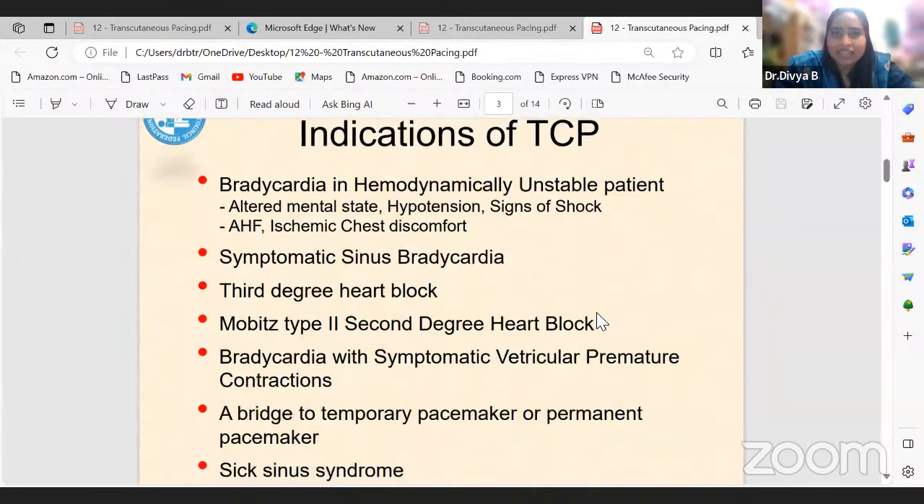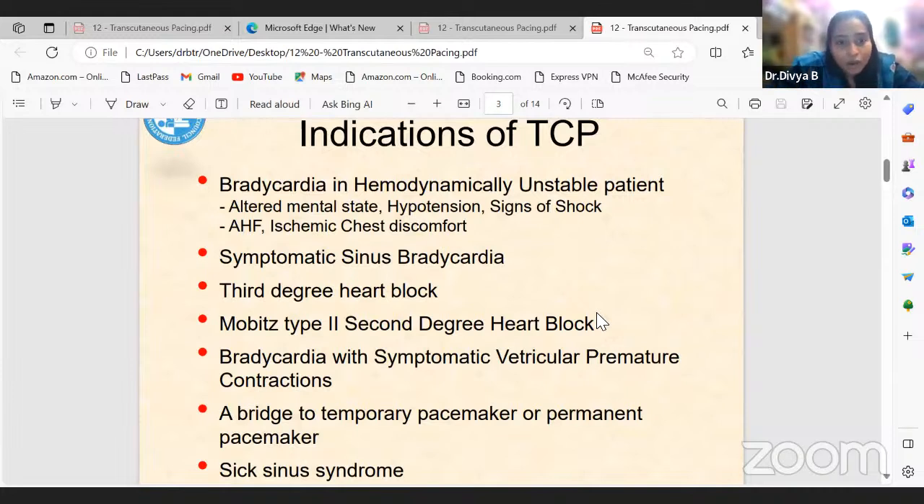And then the indications. I think we're all very good at the theory part. I assume that all of you have reviewed your CCLS manuals well. Let's quickly go into the indications. Unstable bradyarrhythmias. You know what is unstable bradyarrhythmia? CHAPS, right? Altered mental status, hypotension, signs of shock, chest pain, heart failure. And then symptomatic sinus bradycardia. Again, if the patient comes with any symptoms and there's sinus bradycardia, you can think about transcutaneous pacing.